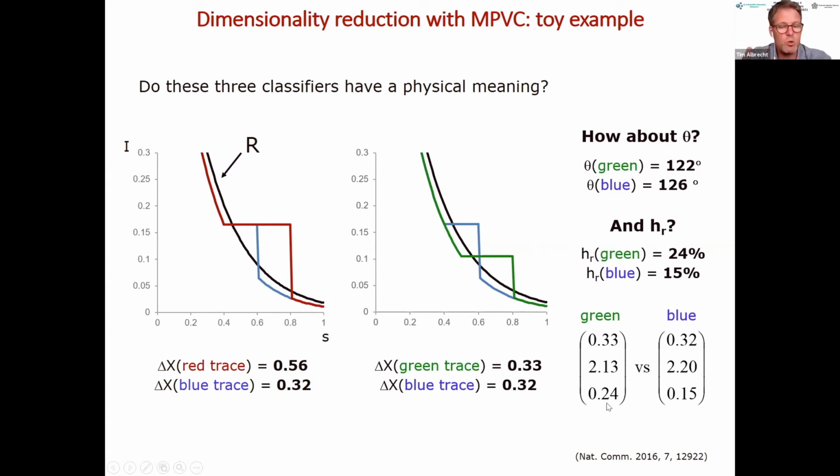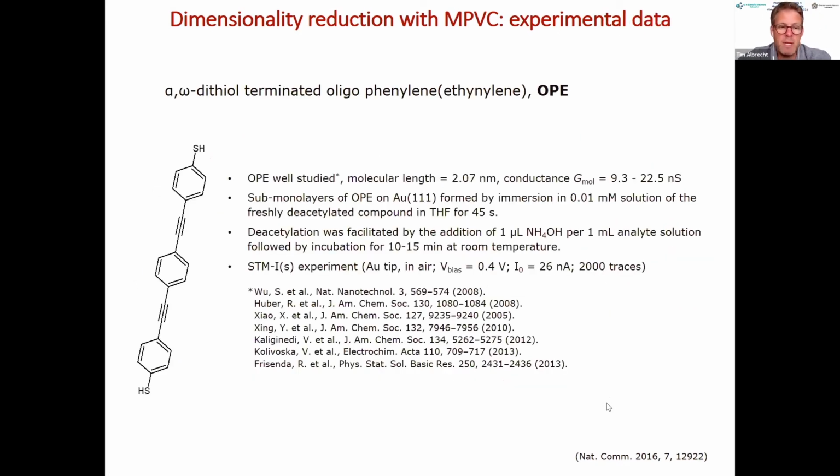And the idea again would be that if these points in three-dimensional space are close together, then the original data traces are similar. If the three-dimensional data points are far away from each other, then the original data traces are dissimilar. Now, applying this to an experimental system, OPE, or oligophenylene ethynylene, this is sort of a fruit fly molecule, is very well studied in the field, so a good way to test a method, right?